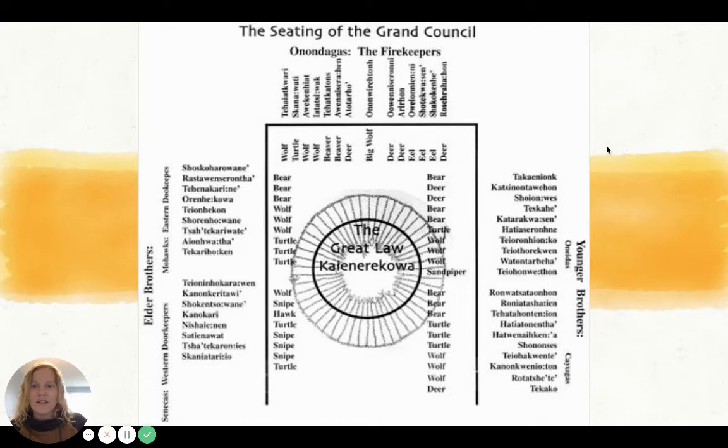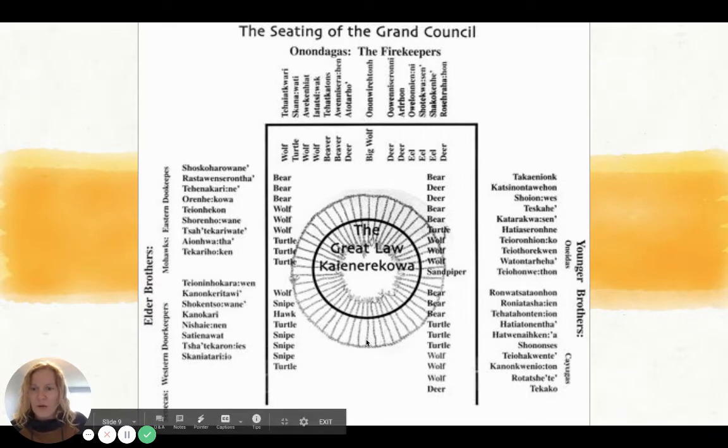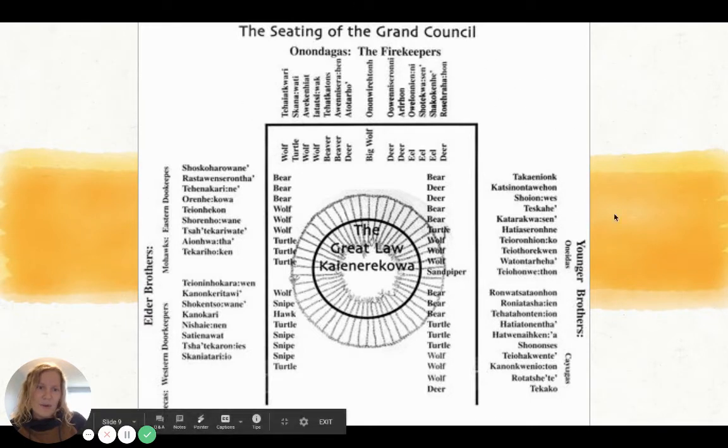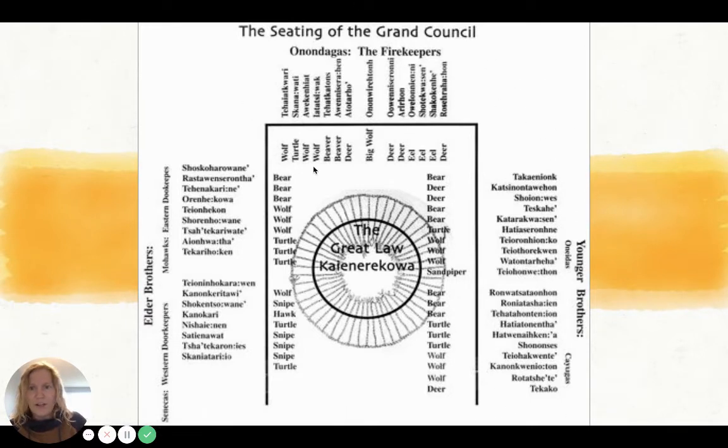So this, I just liked this image. It was kind of a good one of just the seating, how they would go to Onondaga and do the Grand Council. So if you look over here, we've got all the elder brothers. We've got the Onondaga sitting on this side of the fire, and then we've got our younger brothers over here. You might notice that they've also got the clan names.